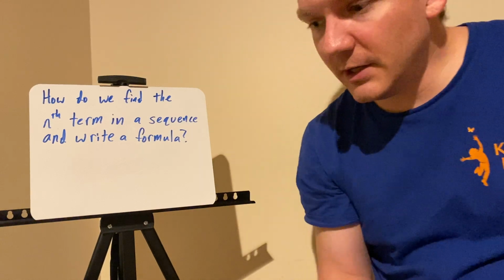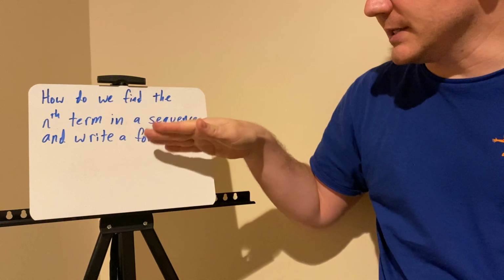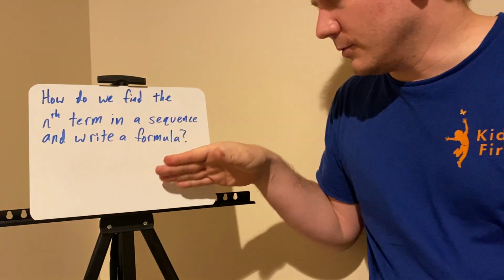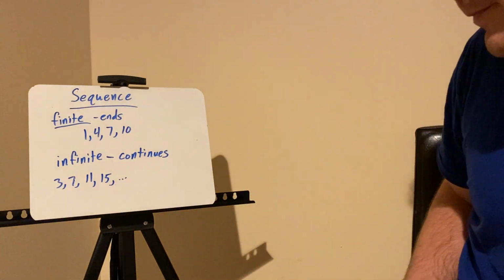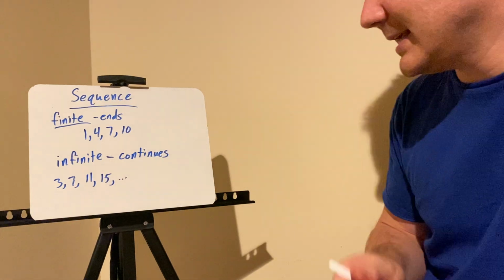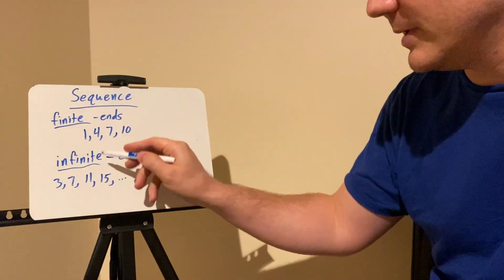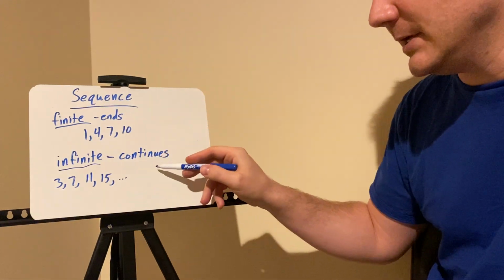Hello, in this video we're going to talk about how do we find the nth term in a sequence and write a formula. First of all, a sequence. A sequence is basically any series of numbers. And within that series of numbers, you might hear it referred to as finite or infinite. Finite simply means it ends, and infinite means that it continues.